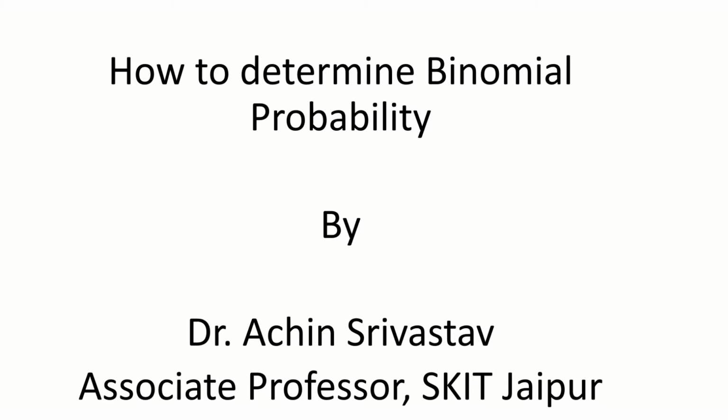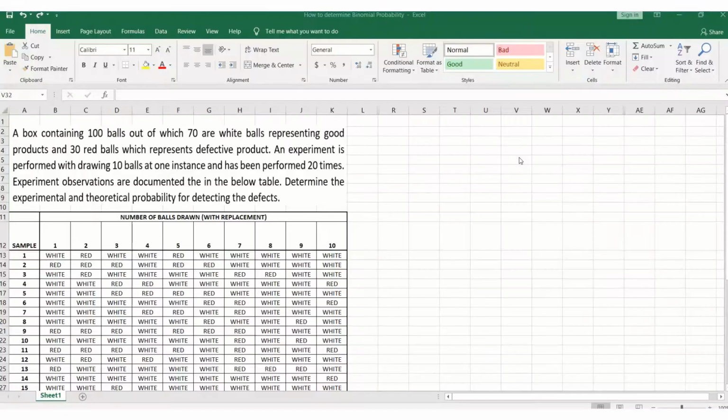For determining the binomial probability, we have conducted an experiment in a quality control lab. We have taken a box containing 100 balls, out of which 70 are white balls representing good products and 30 are red balls which represent defective products. An experiment is performed by drawing 10 balls at one instance and has been performed 20 times. The observations obtained with these experiments are documented in this table.